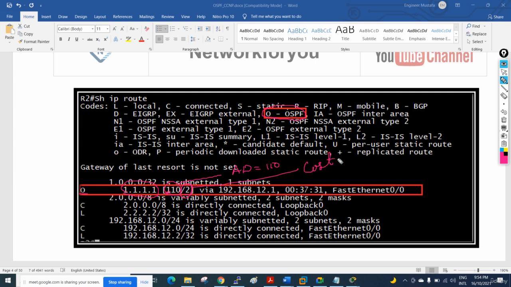Later we are going to check how we can calculate the cost. Now the cost is 2. If we want to go to this network, we need to forward the traffic to this IP, and this is the time since the neighborship came up, and this is our leaving interface. We are going to check that also. Now we will do one lab, so you will have an idea.